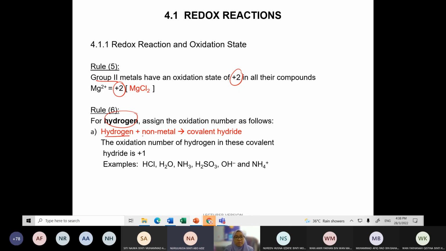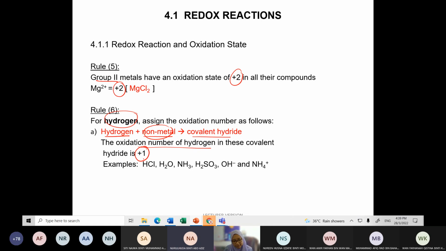So if the hydrogen combines with non-metal punya species, it will form a covalent hydride. Okay, so we know that non-metal, it is more electronegative. Betul tak? Non-metal punya karakteristik like group 17, group 16, 15, they are all more electronegative than hydrogen. Betul tak? Okay, in that case, the oxidation number of hydrogen should be +1. Dia akan jadi +1, bukan jadi -1.